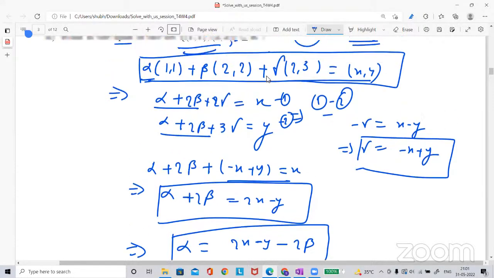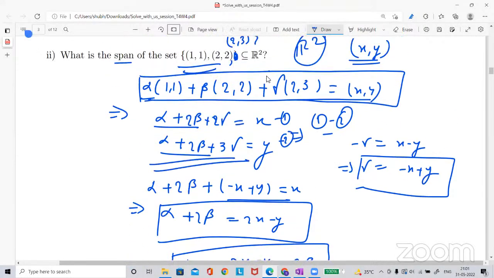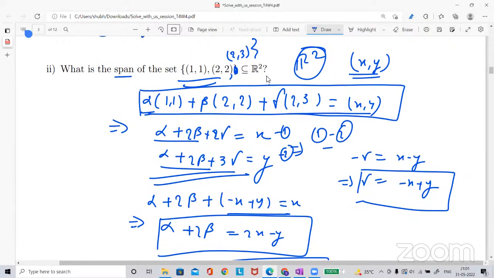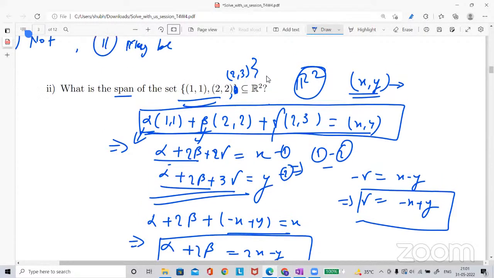So what it means is that this system has a solution. If you assume any vector and take this linear combination, you are able to get alpha, beta, and gamma which give xy using that linear combination. It means that the span of this is R2. Previously, you saw that if you took only these two vectors, their span is not R2. But when you added this one, it gives the whole R2.